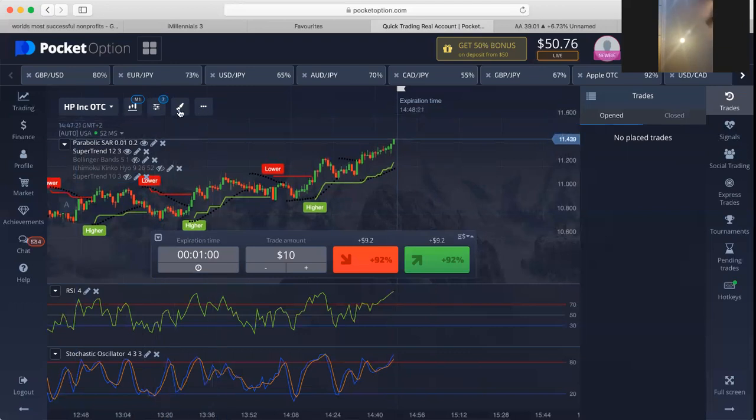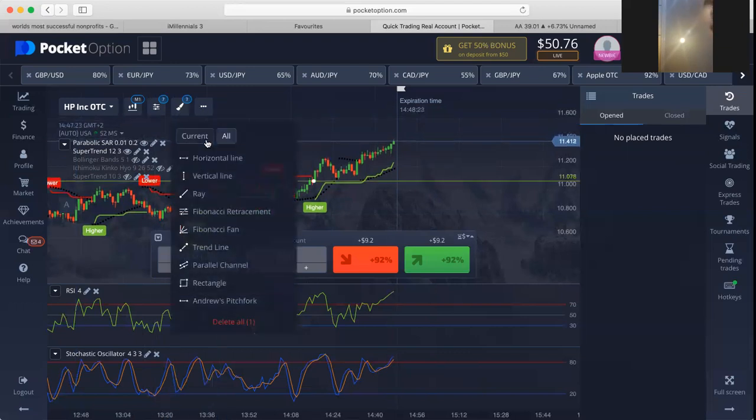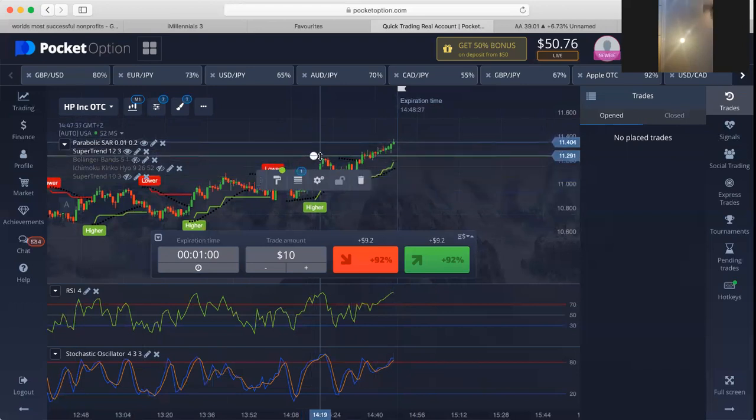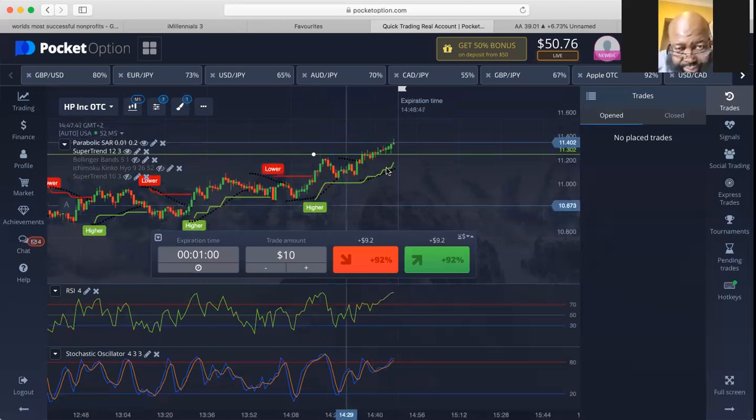The only thing is, I gotta figure out how to use this horizontal line. Do you see what I just did? I put a line through the middle of my candles. You see this line right here? I put that line there. I'm gonna put another line. You see this paintbrush right here?